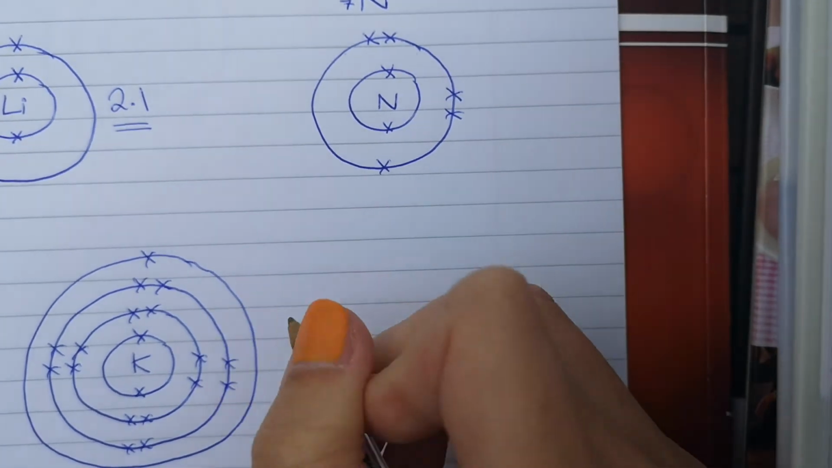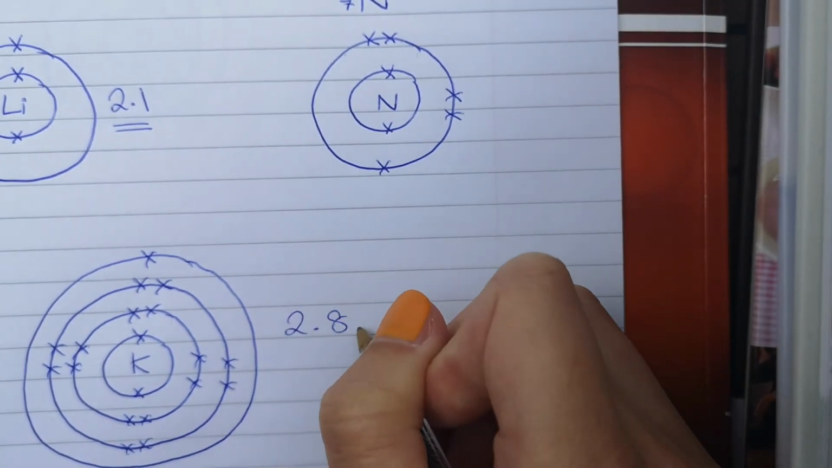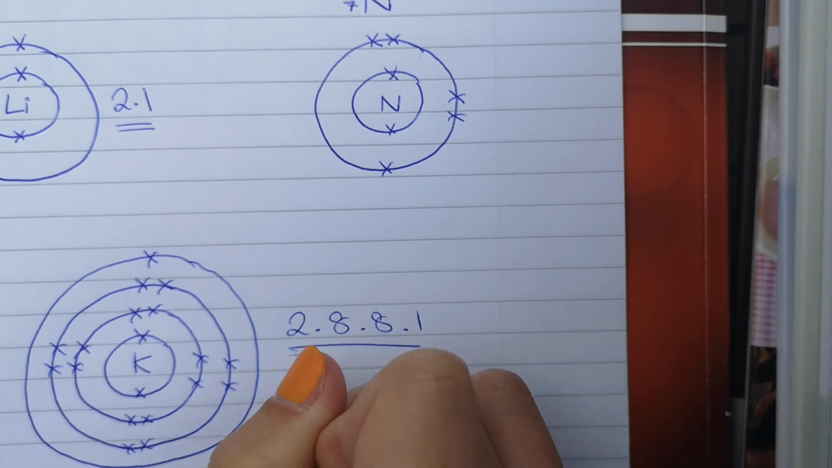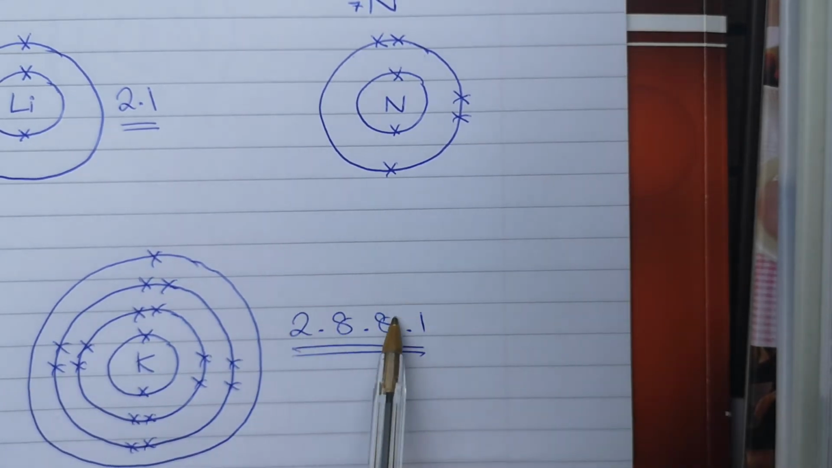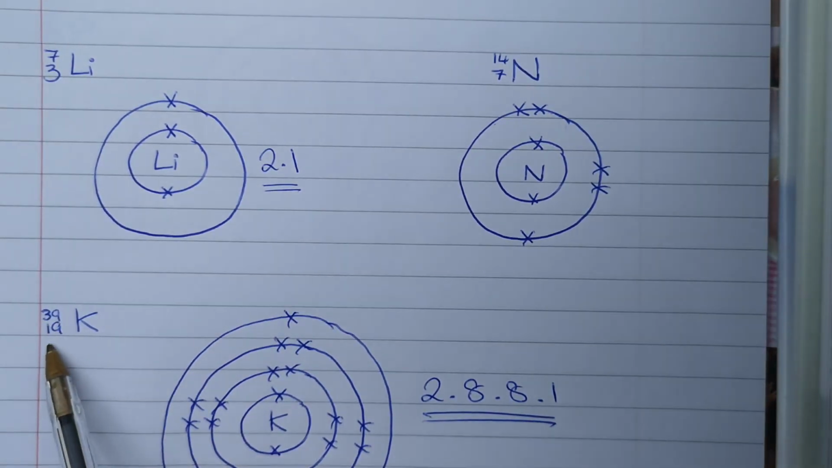So the electronic configuration for potassium is 2, 8, 8, 1. And you can check that that's right because those numbers should add up to 19, which they do.